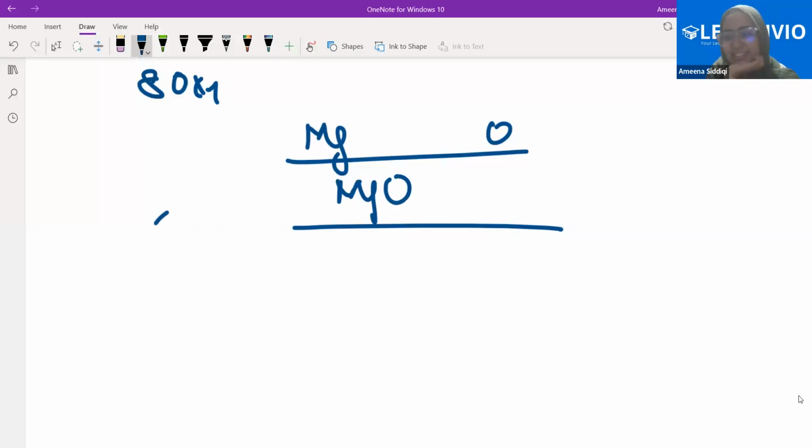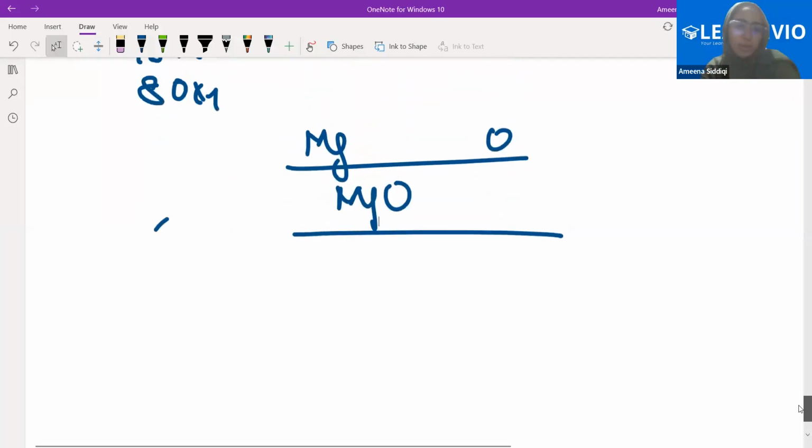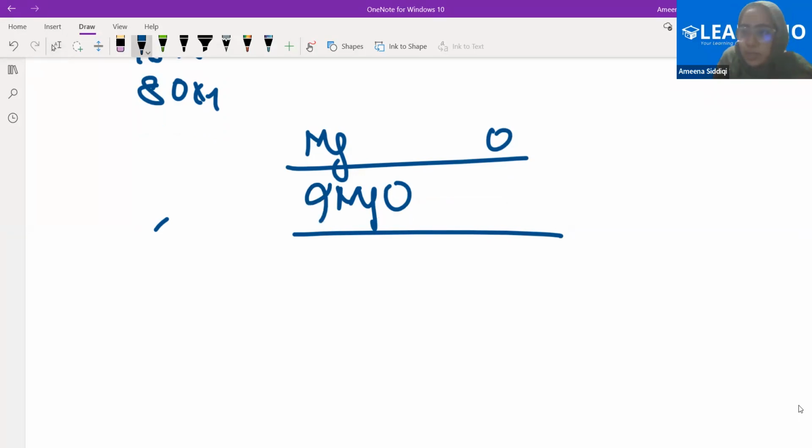Now, if this is the chemical formula, how many molecules do we have for magnesium oxide right now? 1. Very good. How many magnesium atoms do we have right now? 1. How many oxygen atoms? 1. Very good. If I write it like this, what will be the total information? How many molecules? 9 molecules of magnesium and 9 molecules of oxygen.